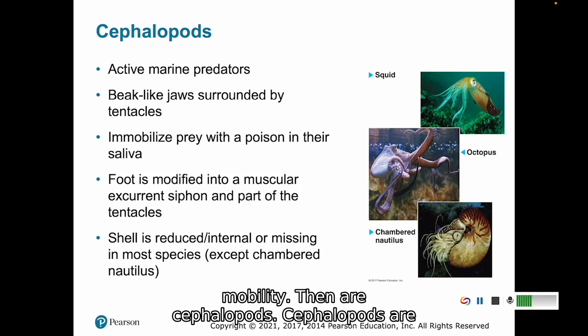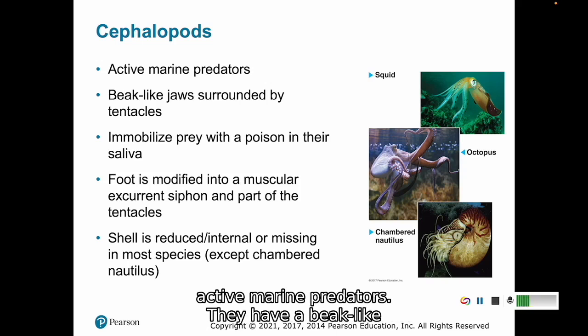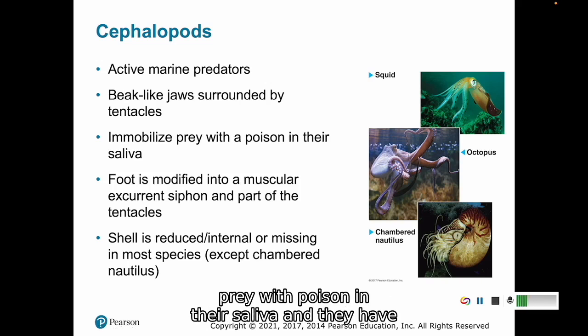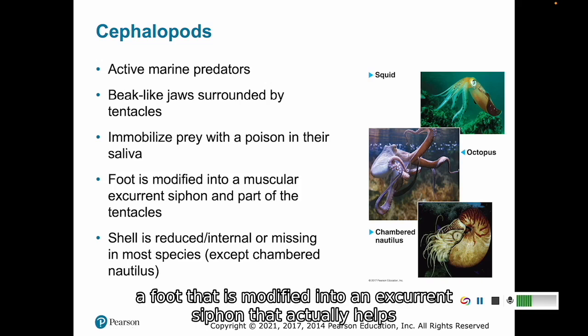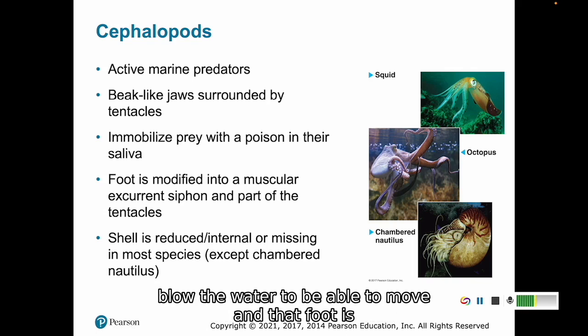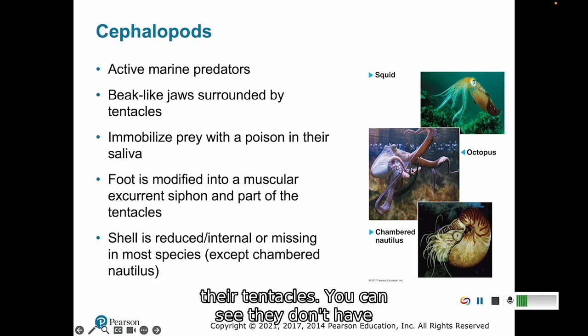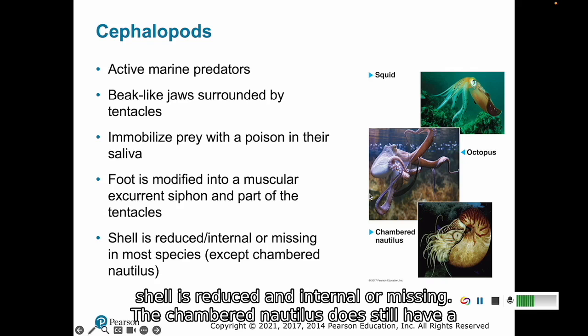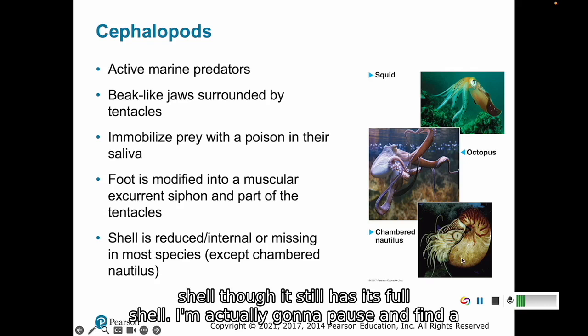Then our cephalopods. Cephalopods are active marine predators. They have a beak-like jaw and tentacles. They are able to immobilize prey with poison in their saliva. And they have a foot that is modified into an excurrent siphon that actually helps them push the water, blow the water to be able to move. And that foot is also modified into part of their tentacles. You can see they don't have a shell here, and many of them, their shell is reduced and internal or missing. The chambered nautilus does still have a shell, though. It still has its full shell.